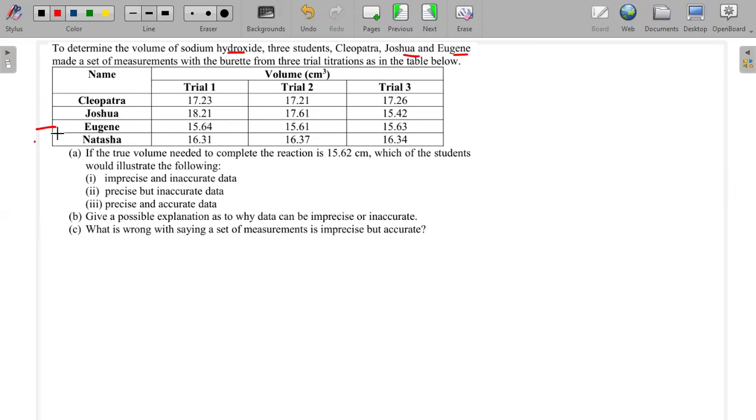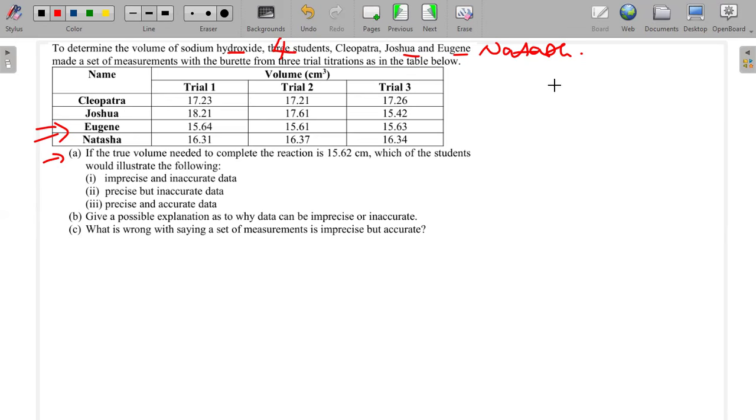This is one of the labs that you are going to do in chemistry. It's called titration. So we have trial 1, trial 2, trial 3, and then we have the different names of these students here. There's Cleopatra, Joshua, Eugene, and there's also Natasha here. I don't know why they said 3 here. There should be 4, and they should add Natasha here. So part A: if the true volume needed to complete the reaction is 15.62 centimeters, which of the students illustrate the following?